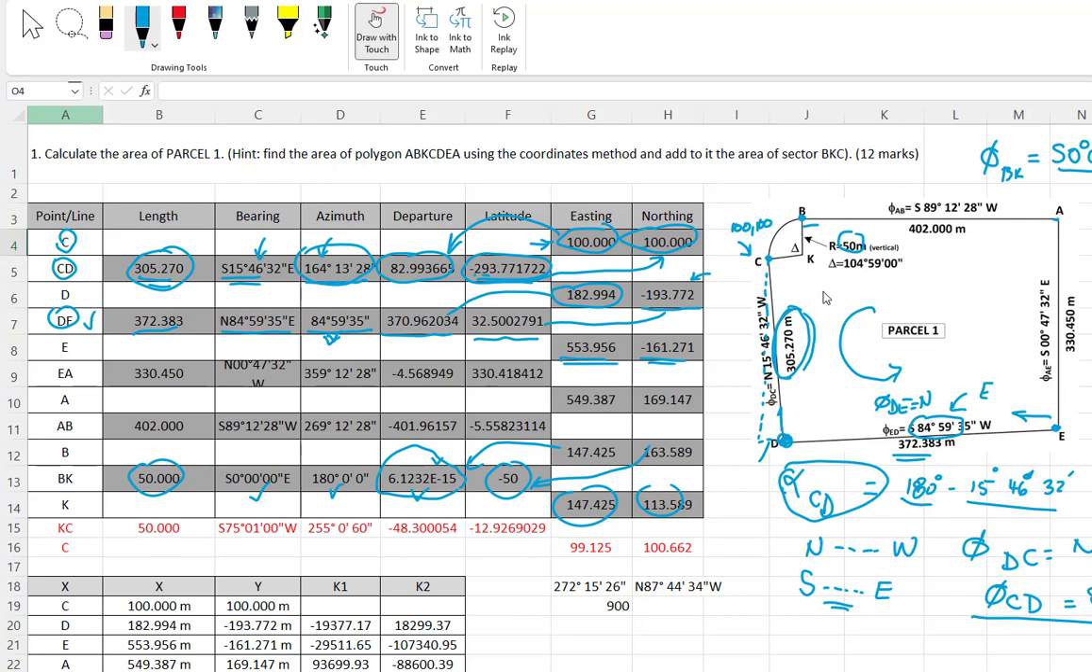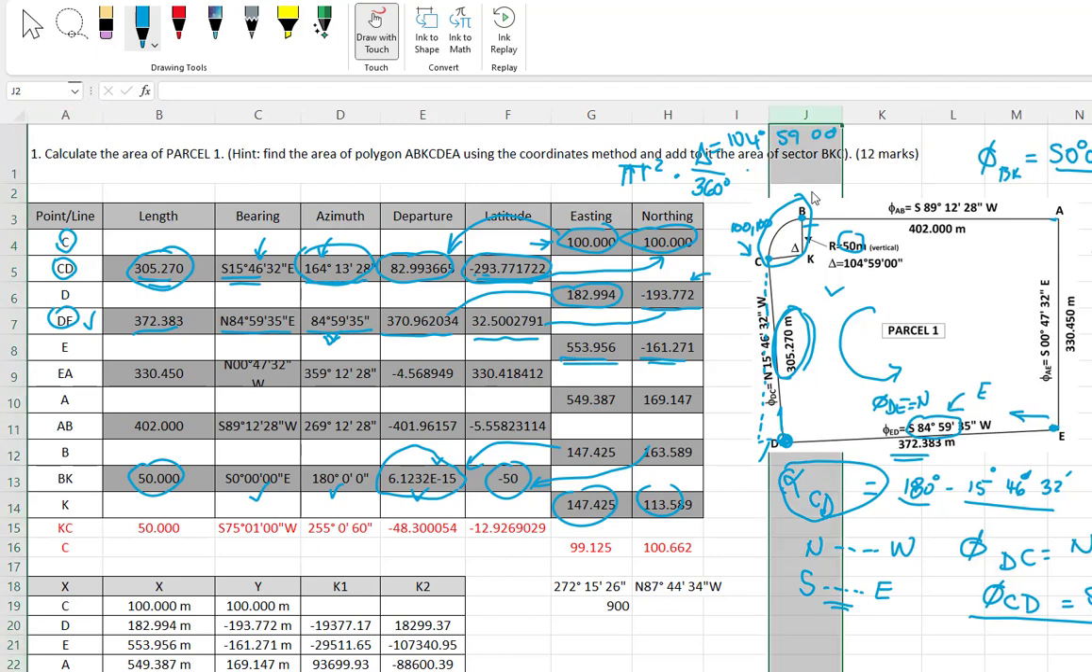So we will use the coordinates method to find the polygon's area, and then we will add to it the area of this sector. The area of the sector can be calculated from the whole circle. It is pi r squared, where r is 50, and here we have to multiply it by the ratio of the angle delta to the full angle, 360 degrees, and this one is 104.5900. We are done. We calculated the area of the sector. Now the polygon: we're using the coordinates method.